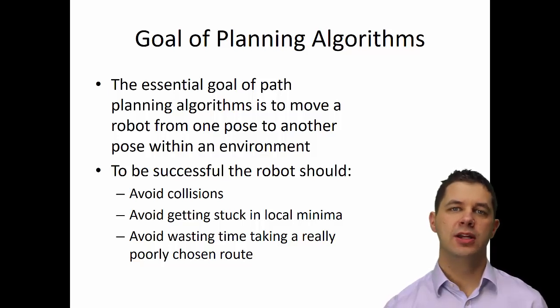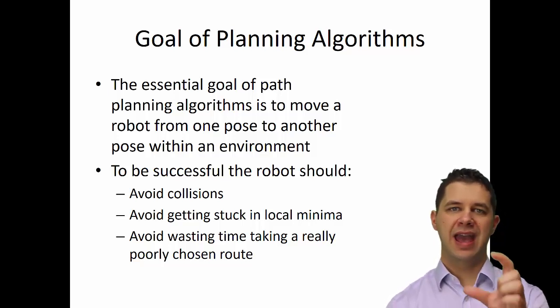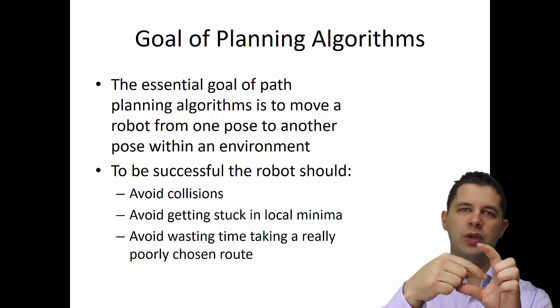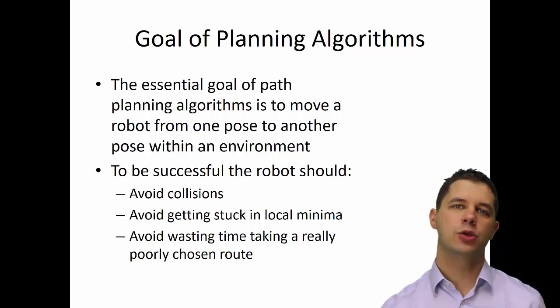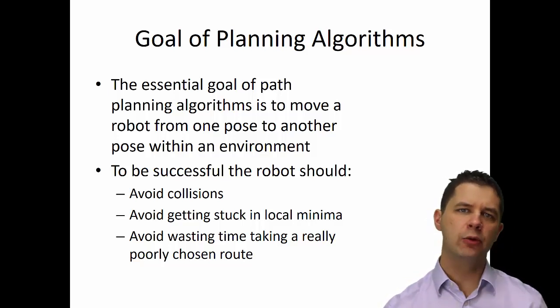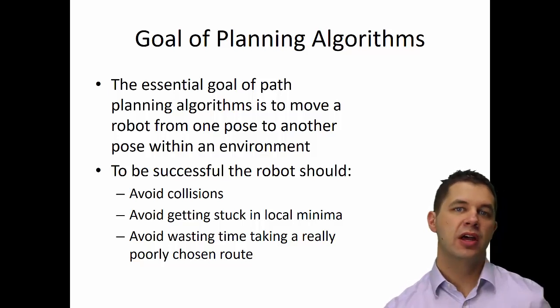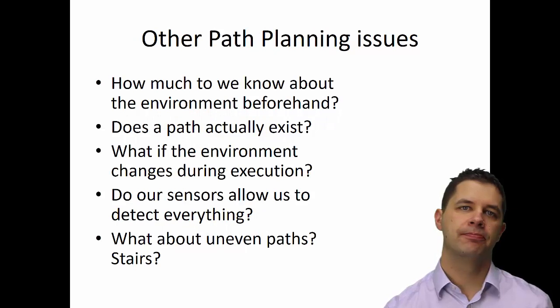And to be successful, generally what we want to do is do the following. We want to avoid collisions, so we don't want to run into things. We want to avoid getting stuck, so if we needed to get to a target here, but we were going this way and we got stuck in this spot here and couldn't make any further progress towards our target, that's called a local minima. And really we want to avoid wasting time. So we don't want to choose the worst possible route, so it takes us a whole lot longer, a whole lot more power and so on to actually get to the location that we want to go to.